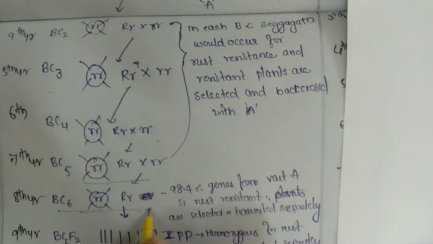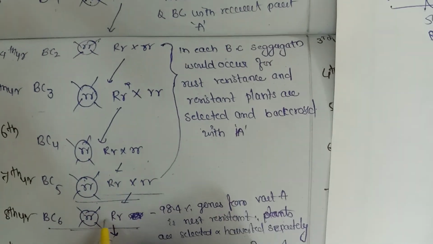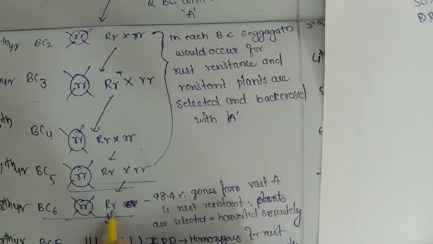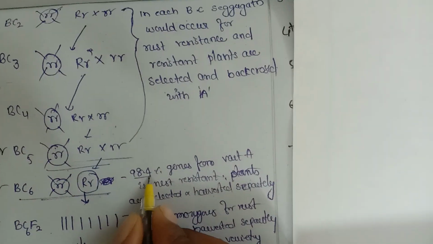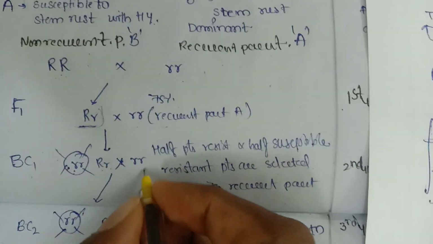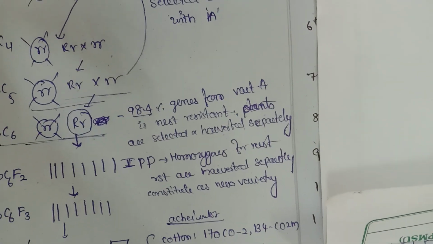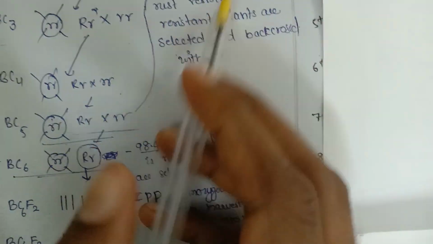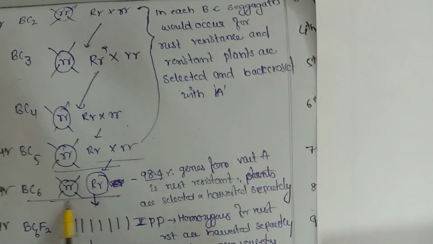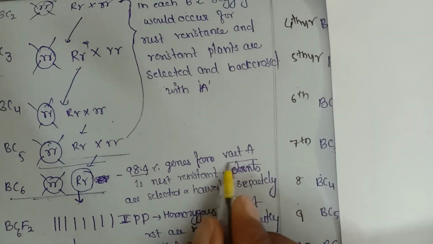Up to backcross 5 we go for the selection, and up to backcross 6. In backcross 6 around 98.4% of the genes are transferred. In the first year around 75% transfer, then 88%, and up to backcross 6 we get around 98.4% of the resistant genes transferred into the strain A or variety A, and the resistance is developed in the variety A.